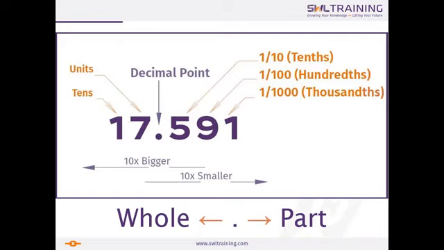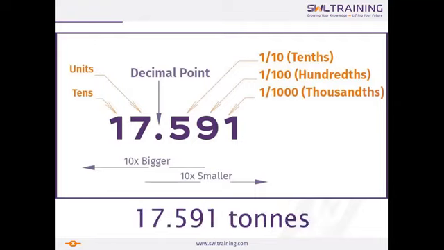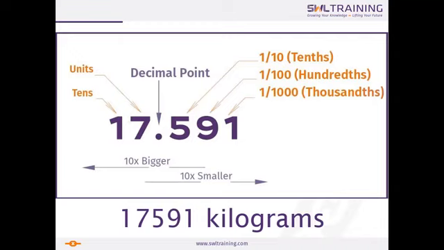If we relate this to metric tons, the figure shown in the image would be 17.591 metric tons. And then to convert this to kilograms, well, there are 1,000 kilograms per metric ton. Therefore, we would just multiply this by 1,000, giving us 17,591 kilograms. So to convert from tons to kilograms, multiply by 1,000, or to convert from kilograms to tons, just divide by 1,000.